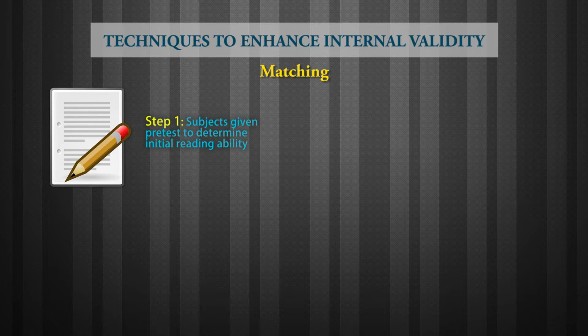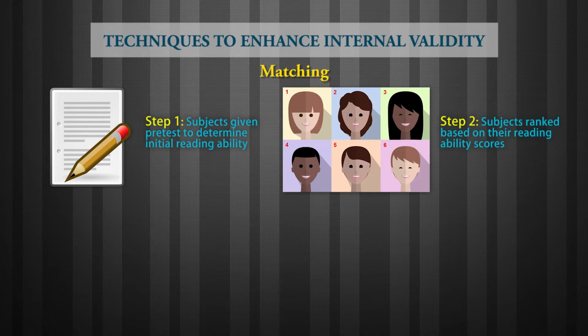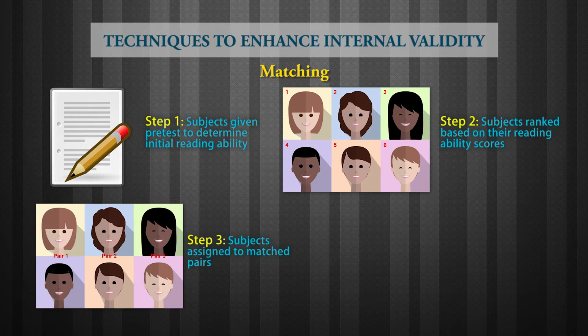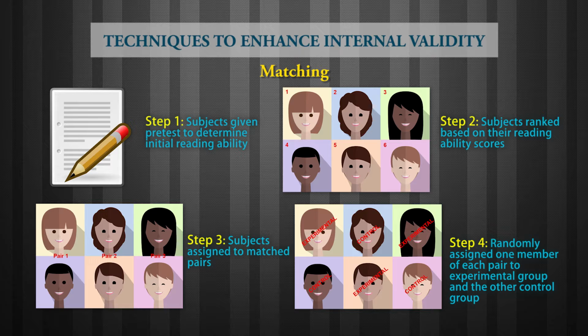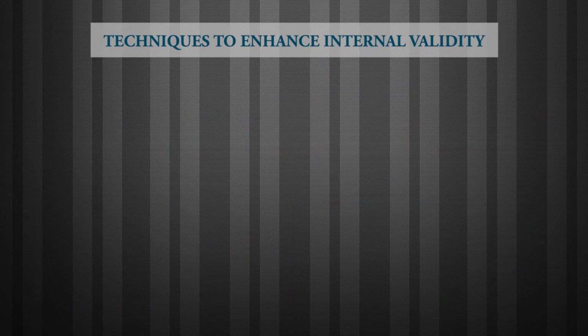First, we give the students or subjects a pre-test to determine their initial reading ability. Second, we rank the subjects based on their reading ability scores. Third, we assign the subjects to matched pairs. For example, the first pair consists of subjects with scores ranked 1 and 2. The second pair consists of subjects with scores ranked 3 and 4, and so on. Finally, we randomly assign one member of each pair to the experimental group and the other to the control group.